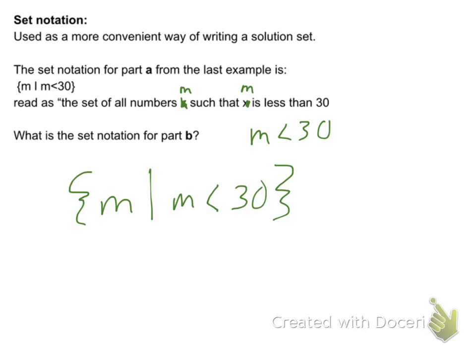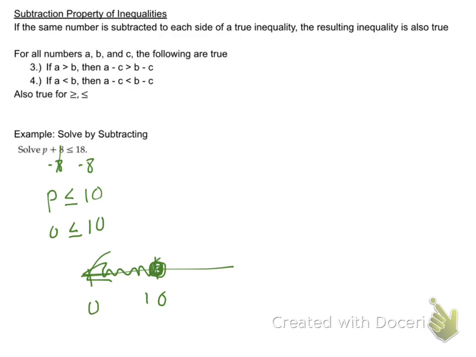Okay, so it's just putting it in a more formal setting to state your answers. So you know you're talking about the variable m, and that this is the conditions for m. M has to be less than 30. So if I go back to this example, we found that P is less than or equal to 10. So to put this in the set notation, I'm going to put my brackets. I'm talking about variable P such that, and then just write what you just solved for. P is less than or equal to 10.